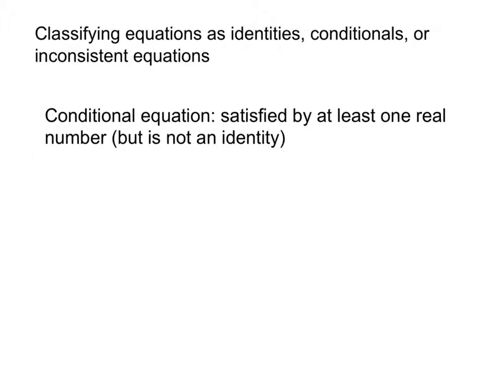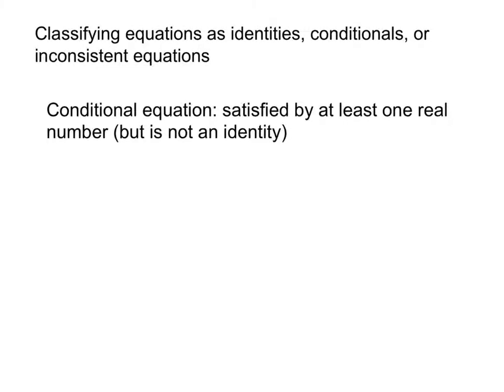Conditional equations are equations that are satisfied by at least one real number, but they cannot be identities. They may have more than one real solution, such as quadratics. Examples of conditional equations include things like 3x minus 6 equals 12.